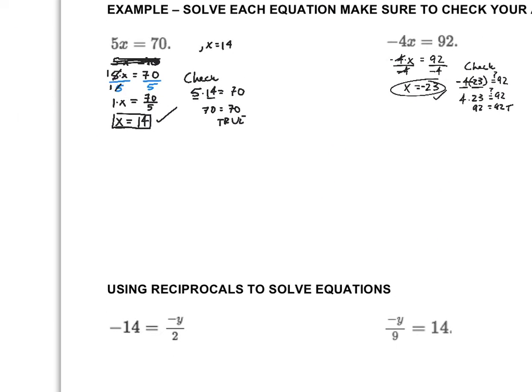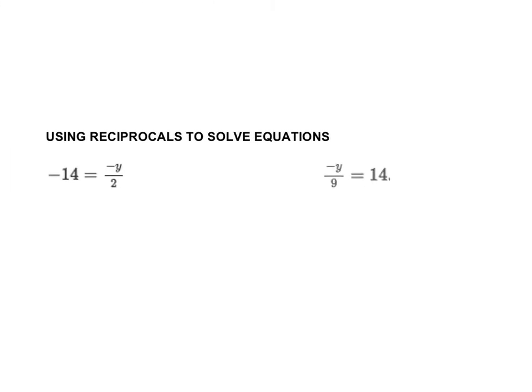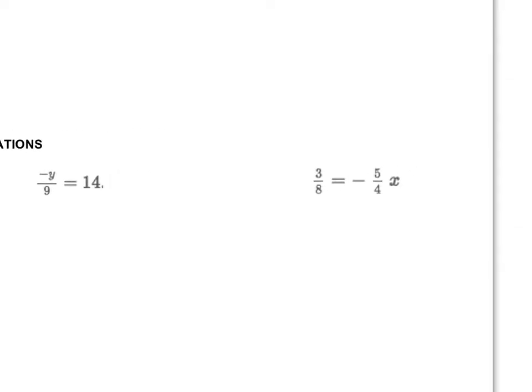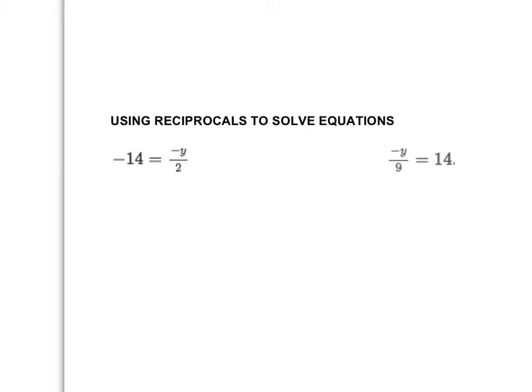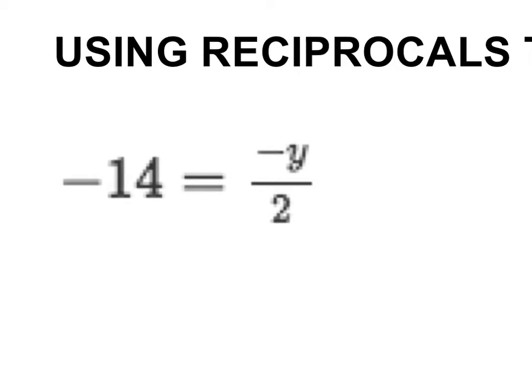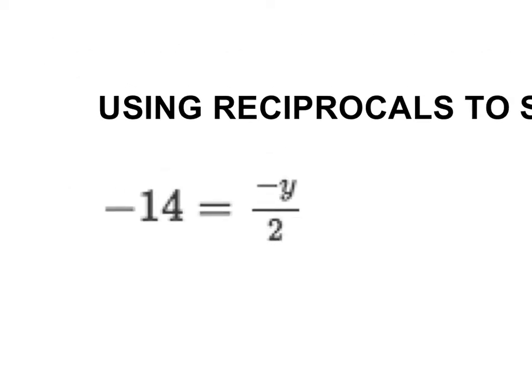Now we have to do the opposite. What this says is we're going to use reciprocals to solve equations. On these two examples here, I'm not really going to use the reciprocal necessarily, but I will use the reciprocal over here, and I'll show you why the reciprocal is really important. But over here, when I have negative 14 is equal to negative y divided by 2, this one's a little tricky because you have this negative y up here.